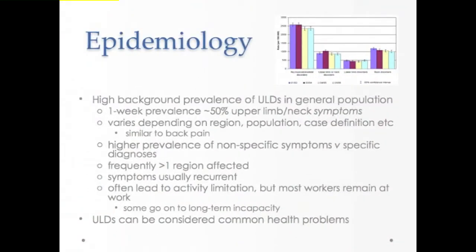We'd like to turn our attention now to the issue of epidemiology, which is to do with counting the numbers of things, and look at upper limb disorders as a very good example here. One of the things we know is that there's a high background prevalence of ULDs in the general population, not the people who are seeing healthcare practitioners. In fact, the 1 week prevalence is about 50% for upper limb and neck symptoms.